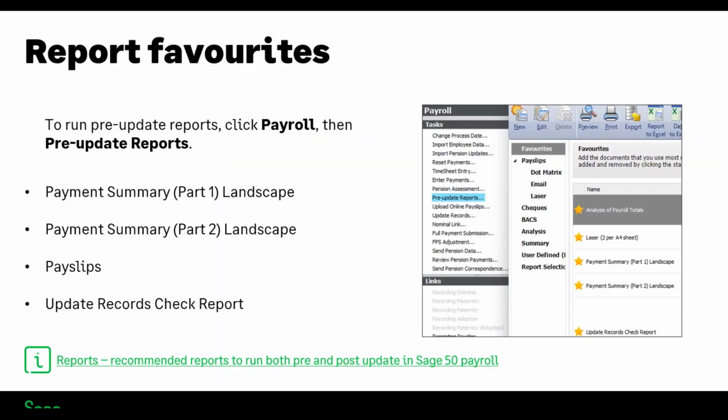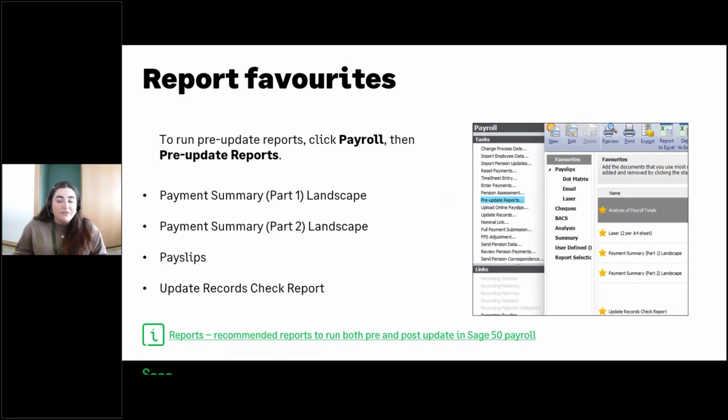So just a reminder then of those 4 reports and where to find them. So pre-update reports will be for the payroll tasks or on the process map if you're a process map user.